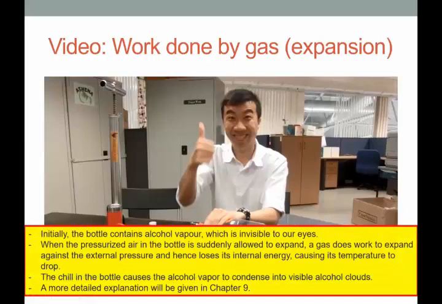Initially, the bottle contains alcohol vapor which is invisible to our eyes. When the pressurized air in the bottle is suddenly allowed to expand with the help of the pump, the gas does work to expand against the external pressure and hence loses its internal energy, causing its temperature to drop. The chill in the bottle causes the alcohol vapor to condense into visible alcohol clouds. Again, we'll see the detailed explanation in chapter 9.